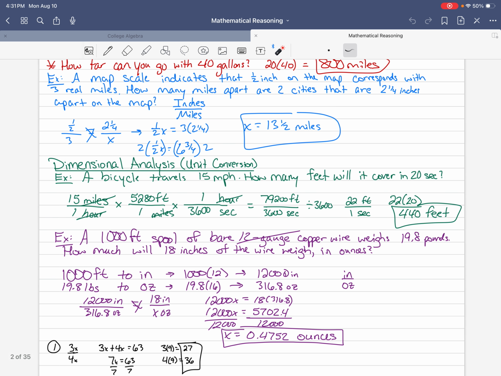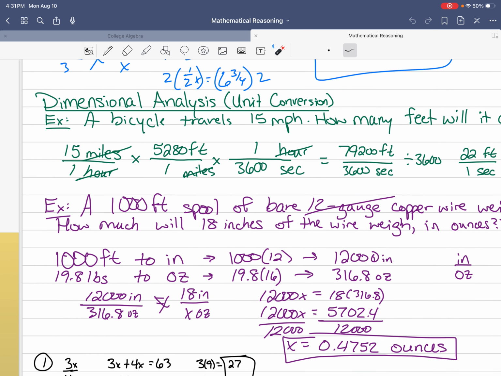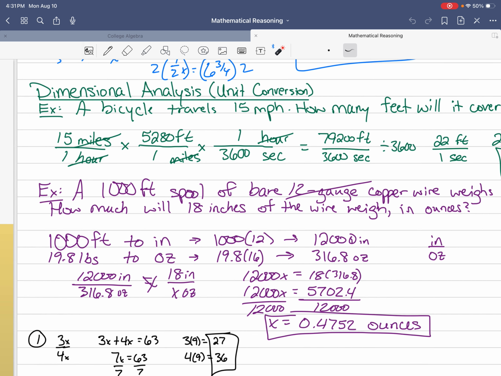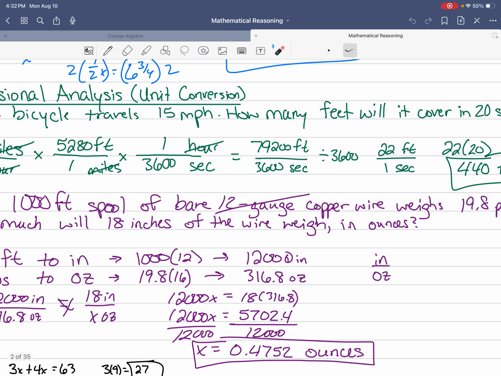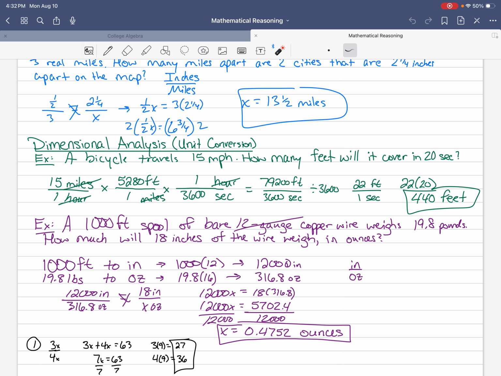All right, we got another example here. And this will be our last one. A 1,000-foot spool of bare 12-gauge copper wire weighs 19.8 pounds. How much will 18 inches of the wire weigh in ounces?